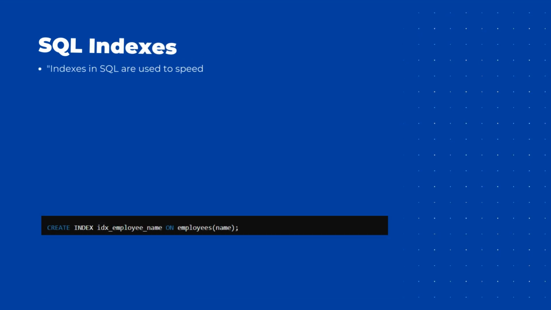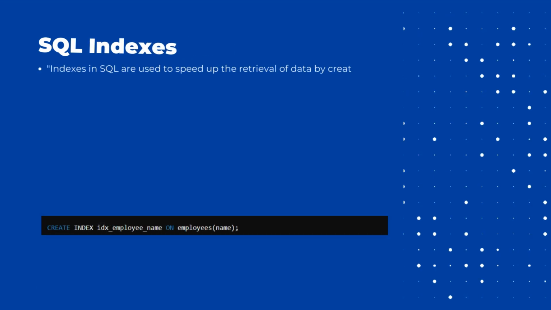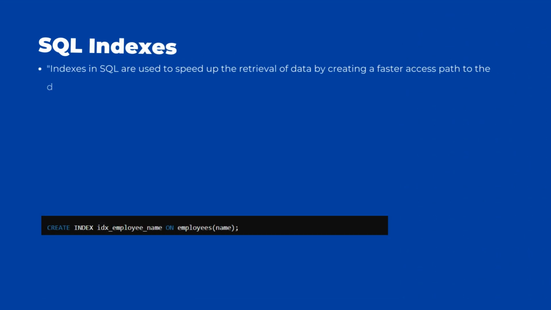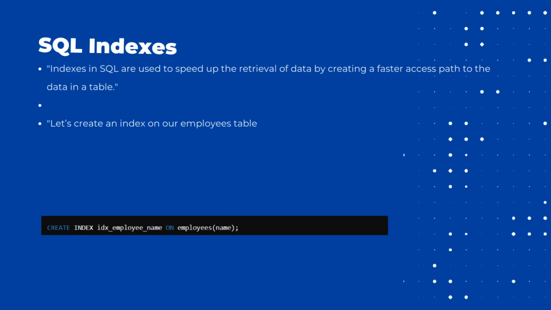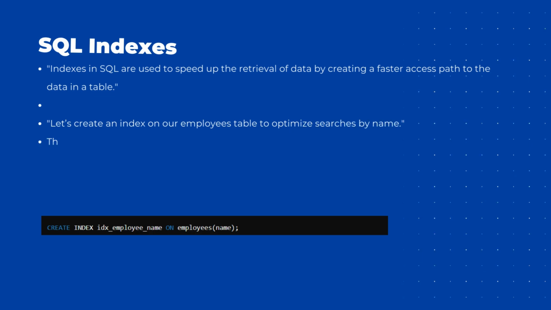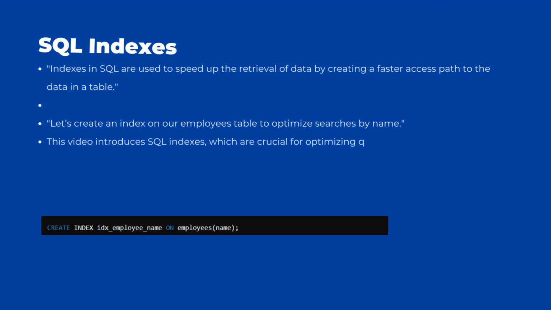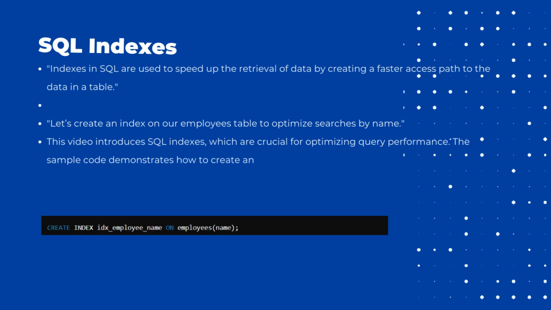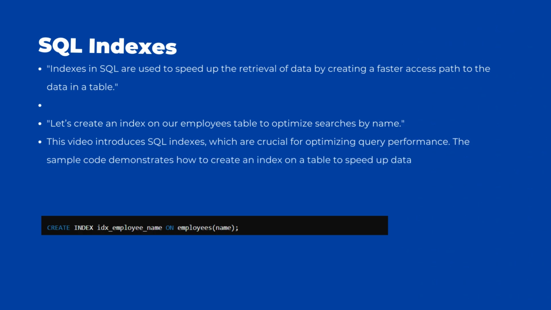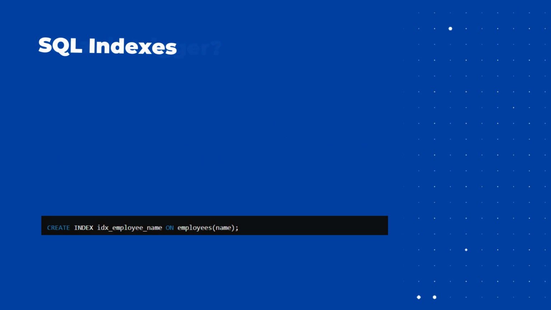Indexes in SQL are used to speed up the retrieval of data by creating a faster access path to the data in a table. Let's create an index on our employees table to optimize searches by name. This video introduces SQL indexes, which are crucial for optimizing query performance. The sample code demonstrates how to create an index on a table to speed up data retrieval.